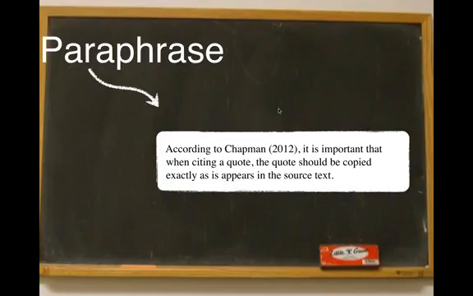All right, we've looked at quotes. Let's look at paraphrases. In this example, we're citing a paraphrase. We used an idea from the article we're citing, but we didn't use a word-for-word quote. We put the idea into our own words. We still need to include the author's last name as well as the year of publication. But with paraphrases, it's not necessary to cite the page or paragraph number.